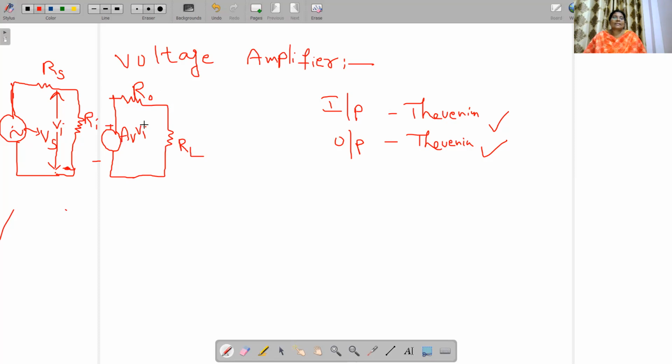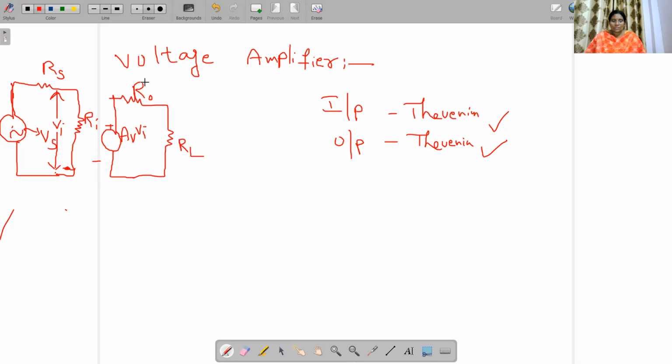The input is connected to the voltage source. Vs is in series with Rs, and then we represent the input resistance Ri. What is the voltage drop across Ri? That is equal to Vi. This is the voltage source AV into Vi in series with the output resistance, and then we connect the load RL. This is about the voltage amplifier.